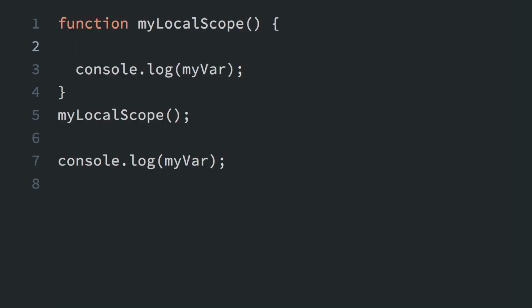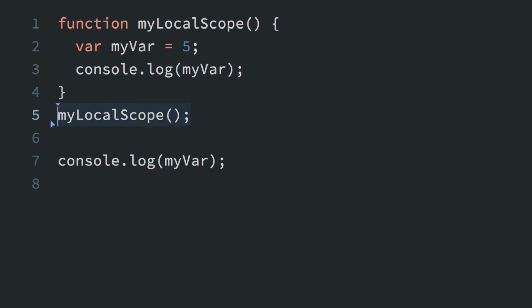Variables which are declared within a function, as well as the function parameters, have local scope. That means they're only visible from within the function. Let me show you what I mean. If I declare a variable right here, myVar equals 5, we've declared this variable inside a function. So this variable, myVar, is only visible inside the function. So it says console.log myVar, it should console.log the 5.